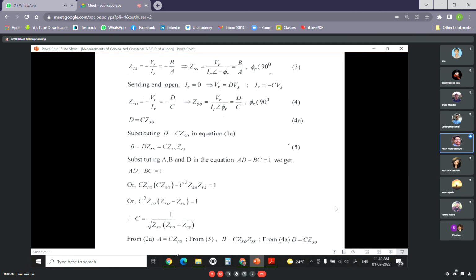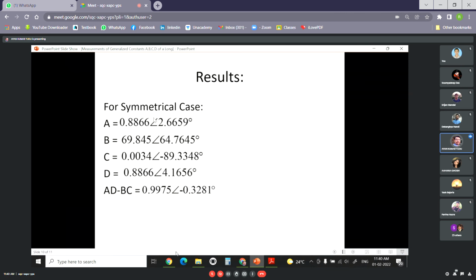I have done one for you. For the symmetrical case, as you can see for the values of A, B, C, and D, the values of A and D should have been equal, but obviously we are not taking into account all the losses that actually occur in the system. In theory, A should have been equal to D for a symmetrical case, but we are getting them more or less equal. AD minus BC should have been equal to 1 angle 0 degree, but here also we are getting the value to be more or less equal.